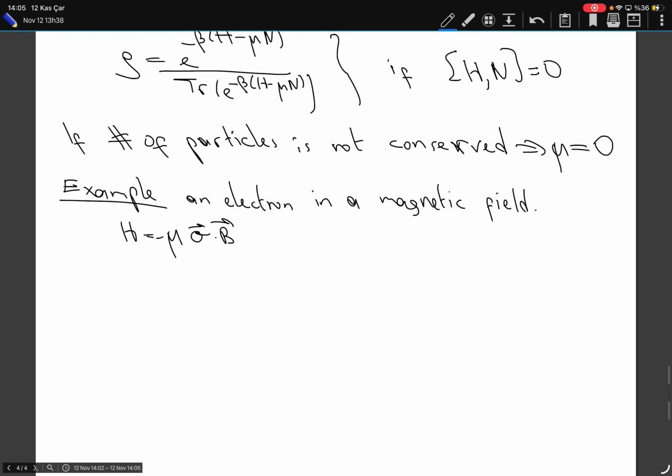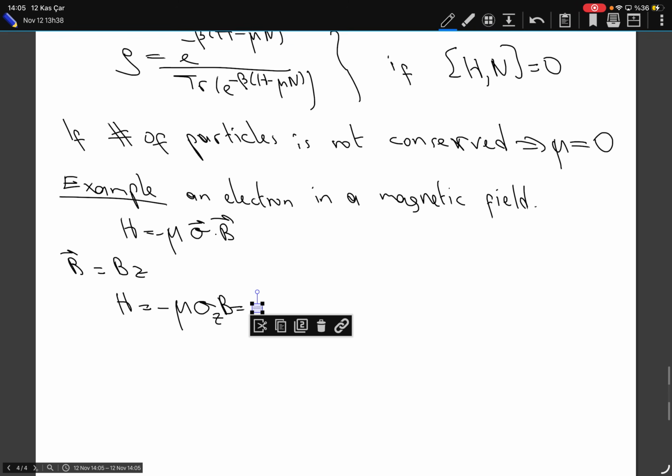If B is in the z direction, H, the Hamiltonian operator, is minus mu times sigma z, which is minus mu sigma z B, that is, the matrix with minus mu B and plus mu B on the diagonal and 0, 0 off the diagonal. Now, what is e to the power minus beta H? When you see exponents of operators, you always have to interpret them in terms of their Taylor expansion.